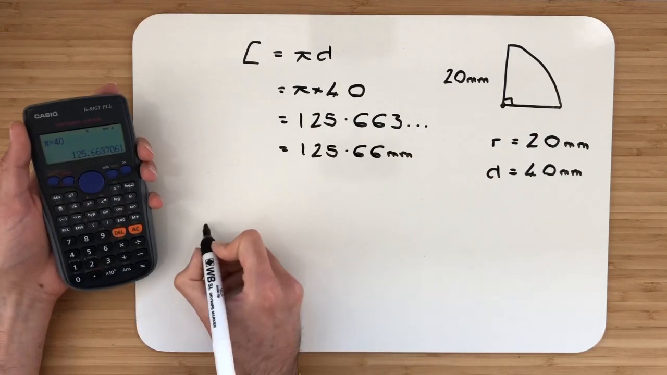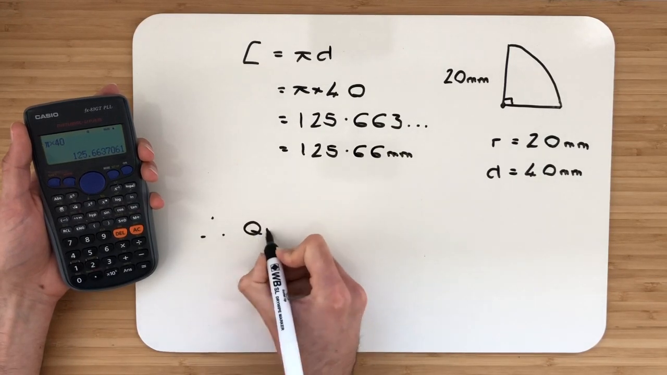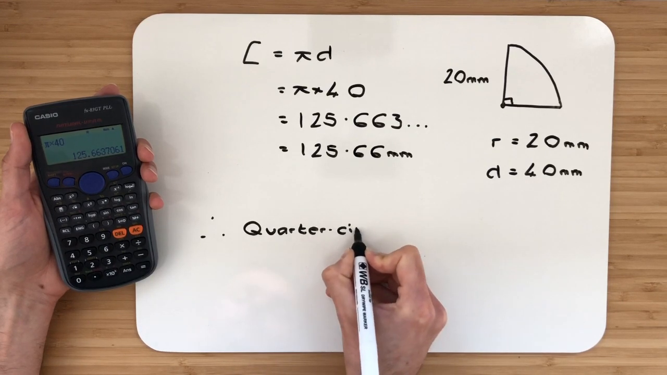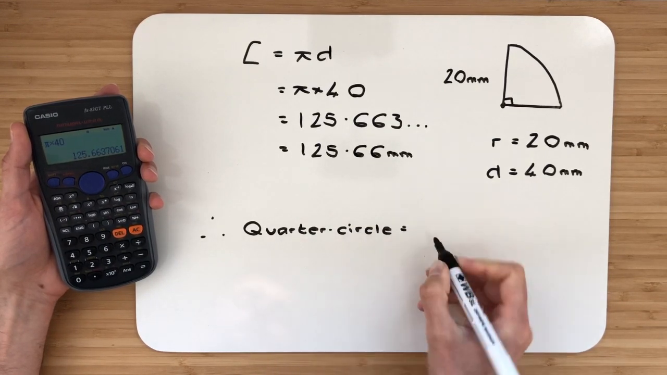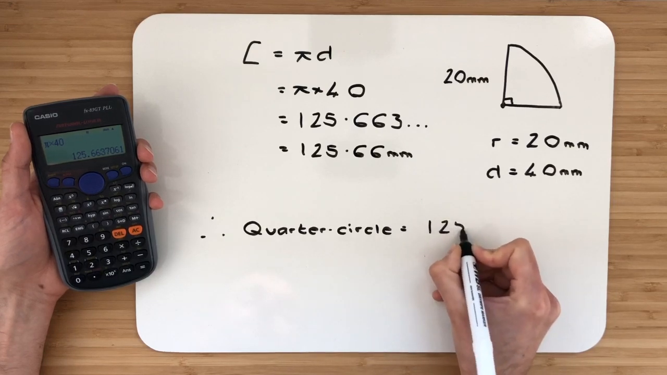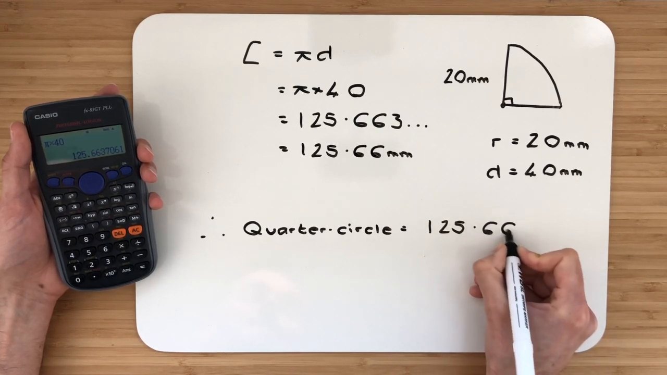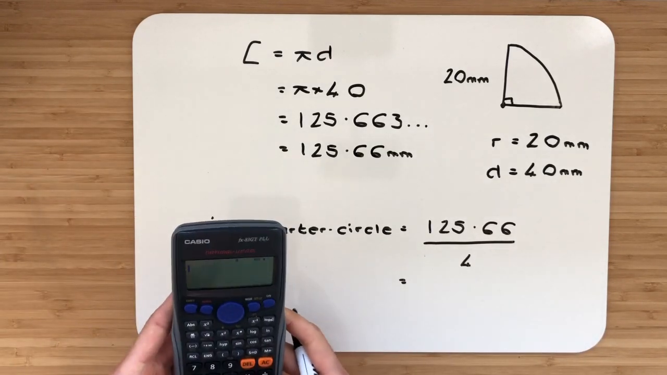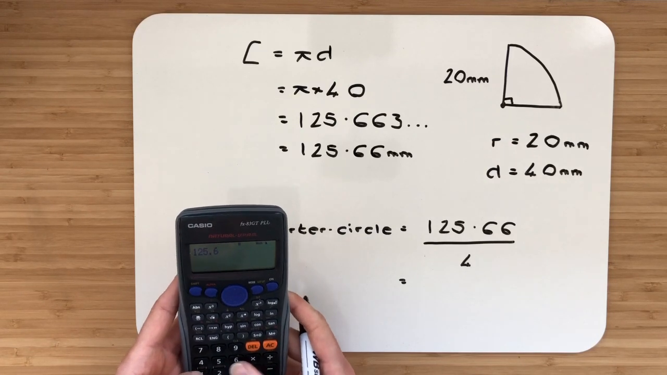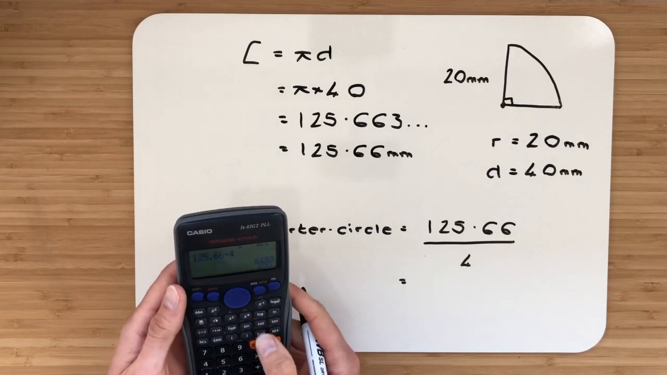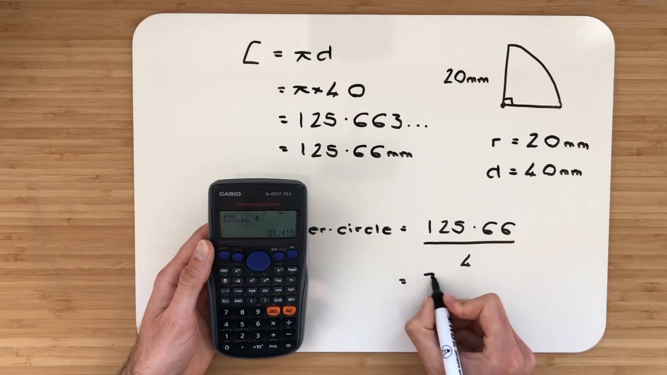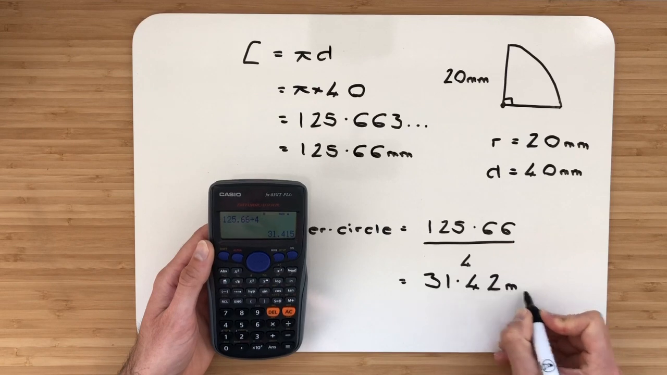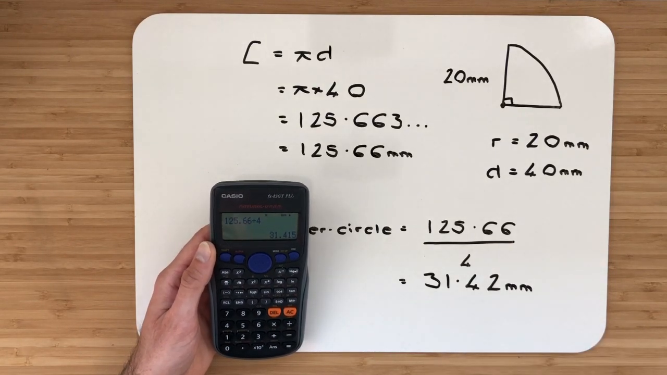We want a quarter circle. Therefore, quarter circle. So we will take our whole circle, which is 125.66, and we will divide that by 4. 125.66 divided by 4, and our final answer will be 31.42, that's to 2 decimal places, with the units of millimetres.